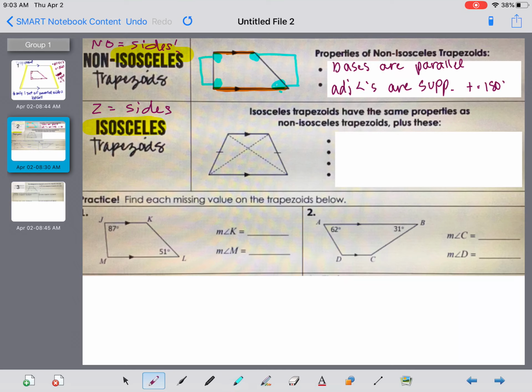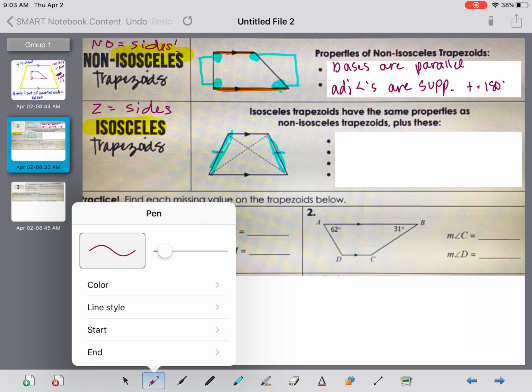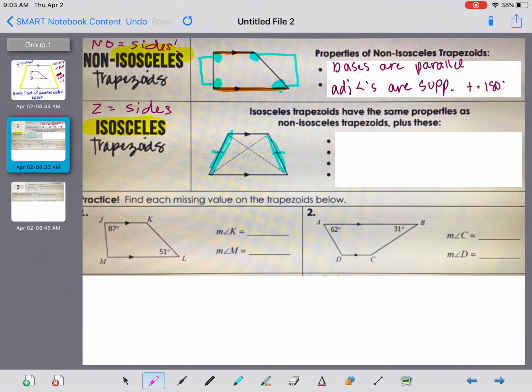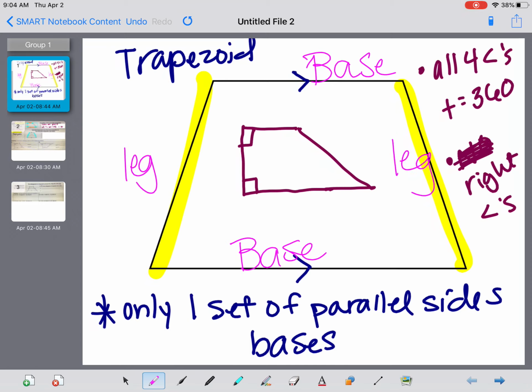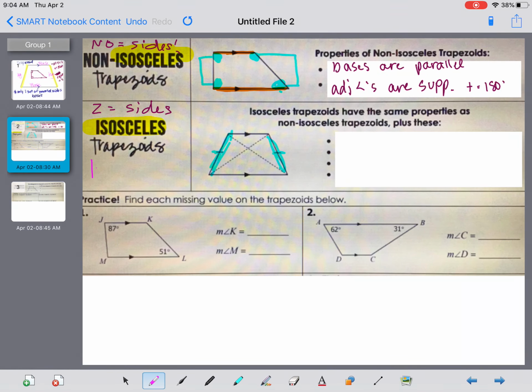Next is the isosceles trapezoid. The isosceles trapezoid means that it has two equal sides. And you can see on this picture that these little tick marks mark the congruent sides. So these are the congruent sides. Those are called the legs of the trapezoid. So the trapezoid has two parts. It has bases and legs. I'm going to go back out to this picture right here. This is a base and this is a base. So the parallel pieces are always the bases, and then the other two pieces are the legs. So a trapezoid has two bases and two legs.